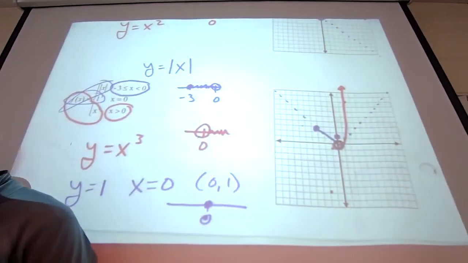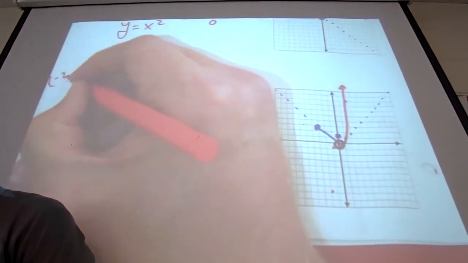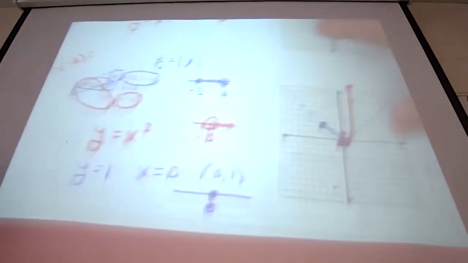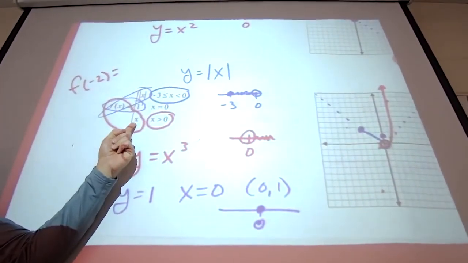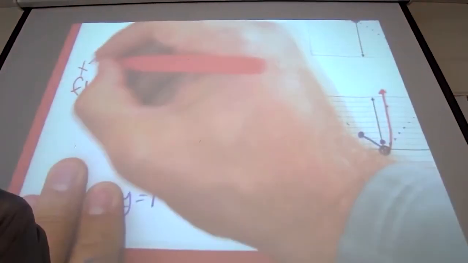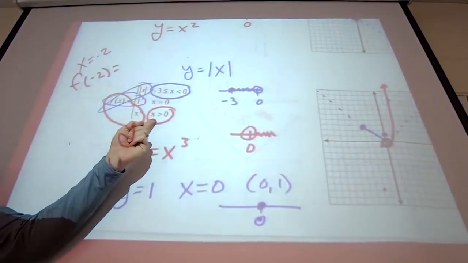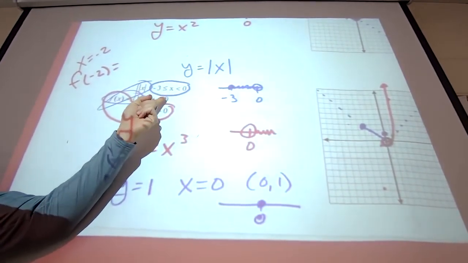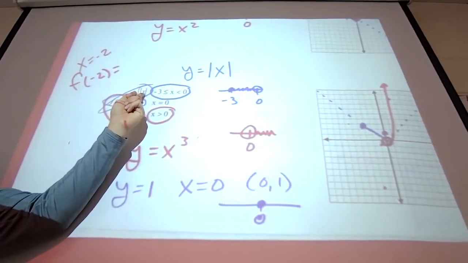One of the questions you might see is something like this. They might say, hey, what is f of -2? If they ask you what's f of -2, you have to know where to plug it in. I have an x value of -2. I have to know, is that in this inequality, this one, or this one? Well, -2 is not greater than 0. -2 is not equal to 0. -2 falls in this category. So then I would plug that in right there.